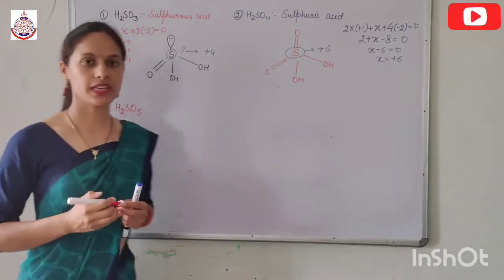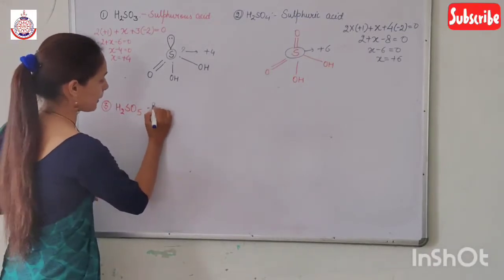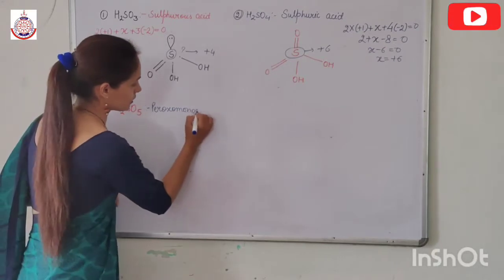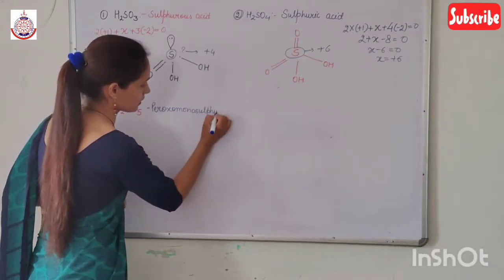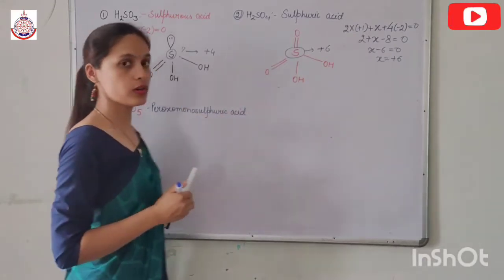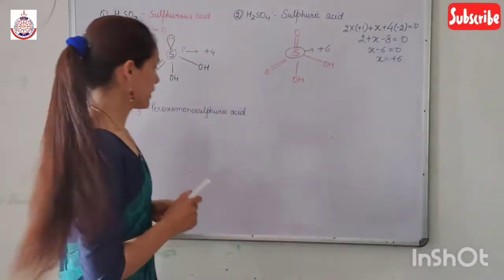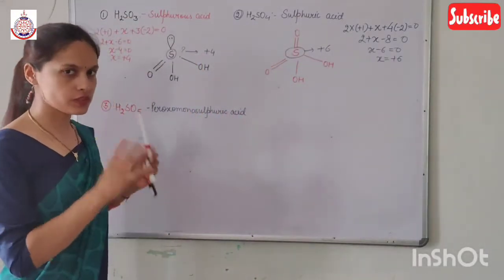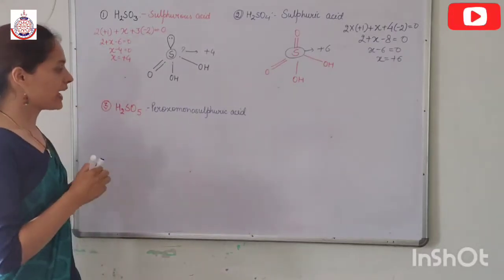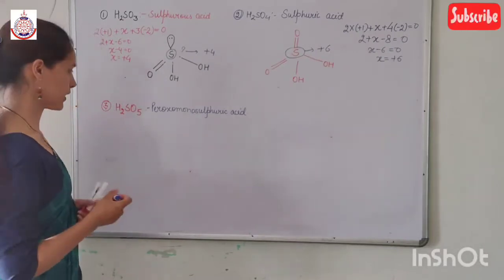H2SO5, which is known as peroxomonosulfuric acid. Now, if I draw the structure of this particular compound, then why is it peroxomonosulfuric acid? Why is it peroxomonosulfuric acid?